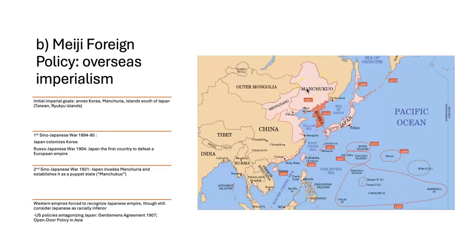And what happens is that Japan defeats Russia. And in the process, Japan becomes the first Asian power to defeat a European empire. So this is of world historical importance here. The first Asian power to defeat a European empire.